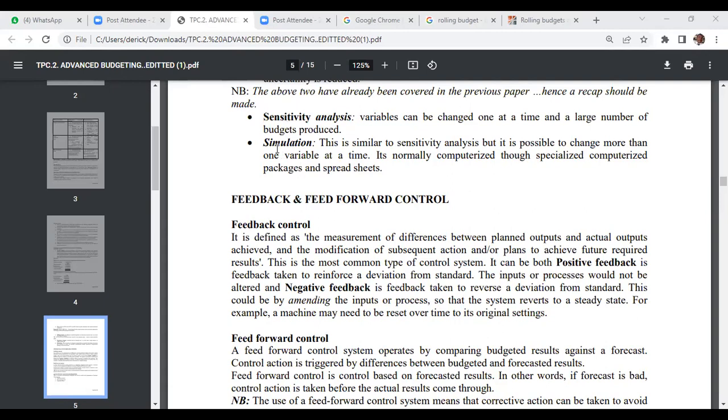Okay, then simulation is what happens is that whereas for sensitivity you're trying to check the most important by holding the others constant and you only change that one that you're trying to test. For simulation you're going to change maybe 2 of them or 3 of them at the same time.